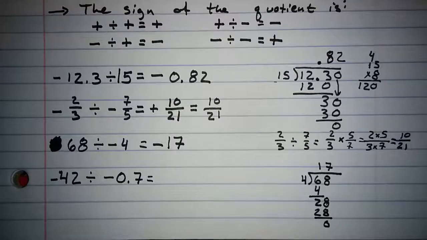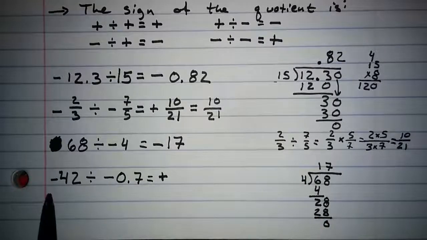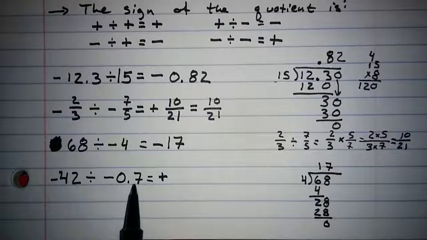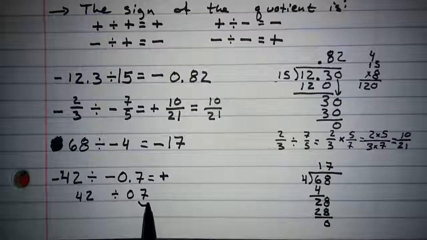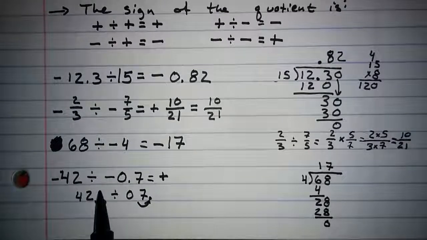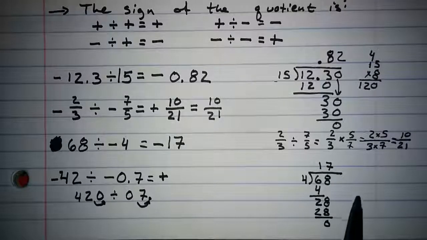Negative 42 divided by negative 0.7. Well, we know that's going to be positive. Negative divided by negative. And what's it going to work out to? Well, we don't want to do this division problem, right? We don't want to divide by a decimal. So we want to move the decimal point one place to the right. We want to do the same thing here. So the division problem we actually want to do is 420 divided by 7.